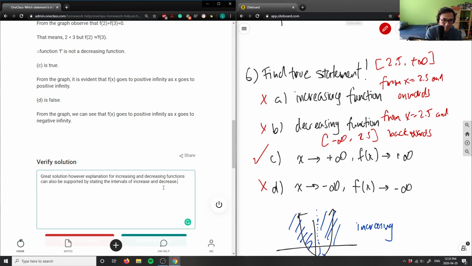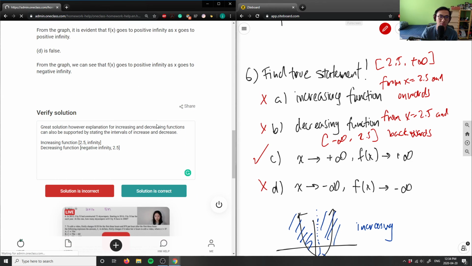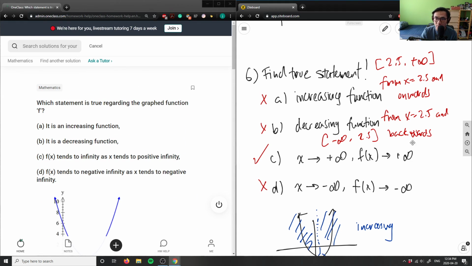So you can say that it's an increasing function on the interval [2.5, infinity), and a decreasing function from negative infinity to 2.5. So this here would support the argument. So the solution is still correct. Great. That's number 6.